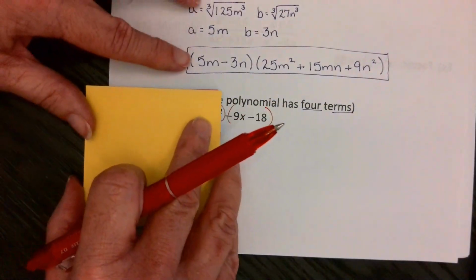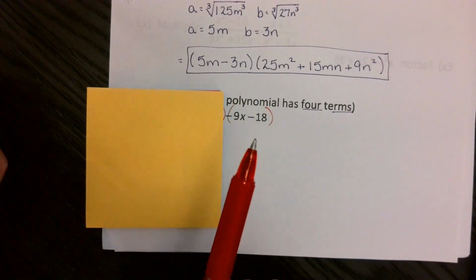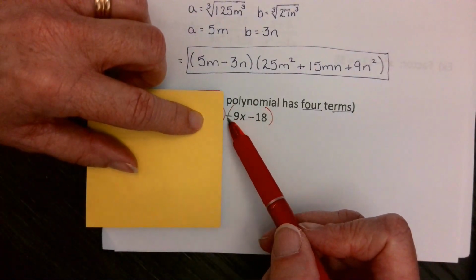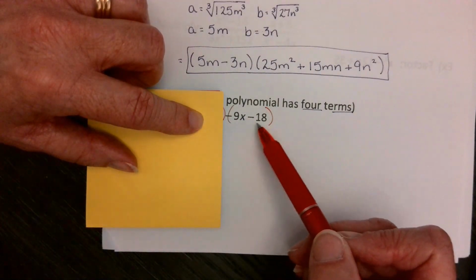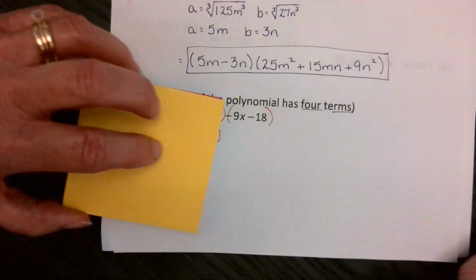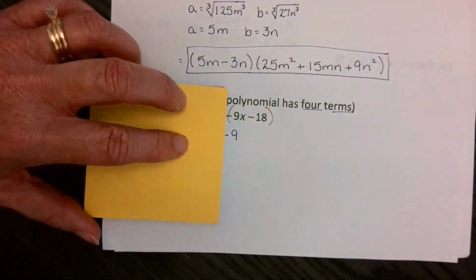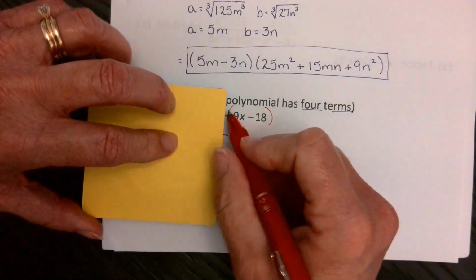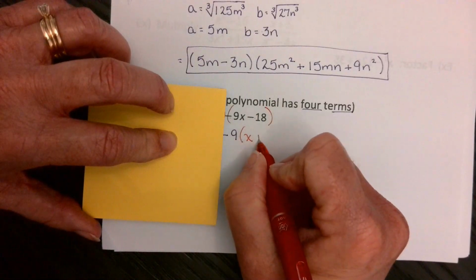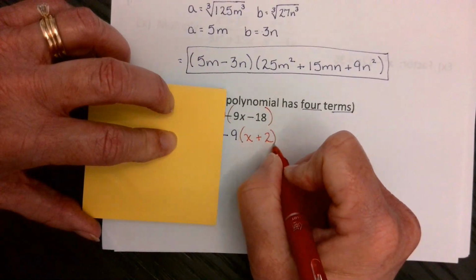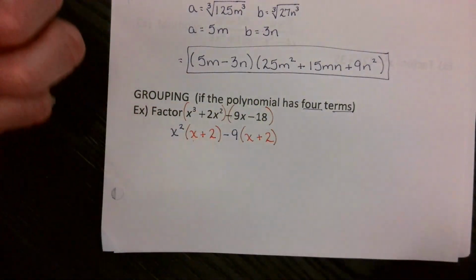Now, I do the same thing here. I factor out my greatest common factor. Because this is negative, my first term is negative, I'm going to factor out a negative 9 instead of a positive 9. So when I factor out a negative 9, I am left with positive x positive 2 because I'm dividing it by negative 9. Now notice I did it in red. So now we have this.